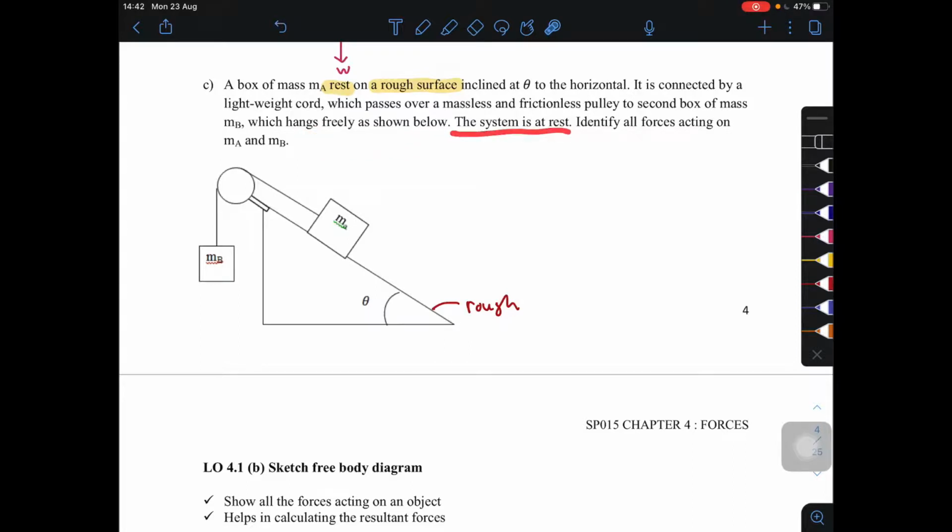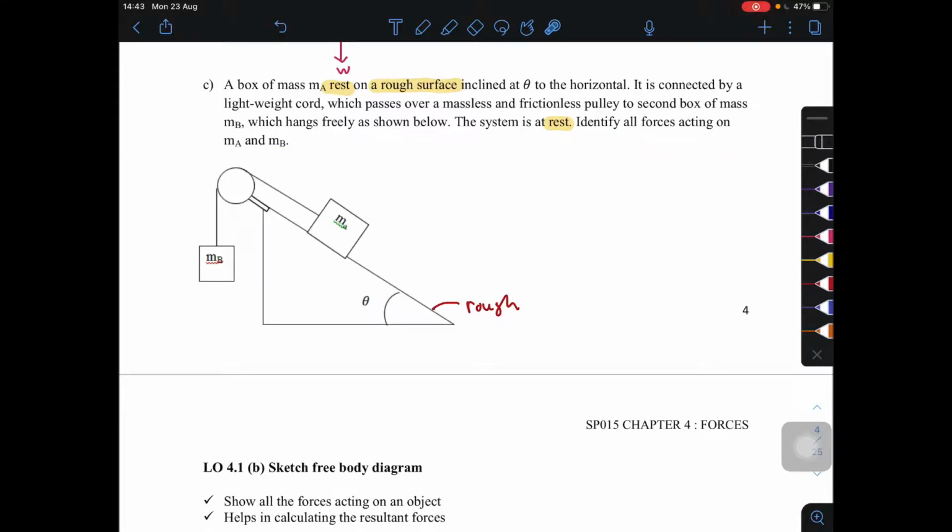The system is at rest. So apa maksud the system is at rest? Bermaksud kedua-dua box ni there is no motion. Okay, no motion for both of the box. So now identify all forces acting on MA and MB.